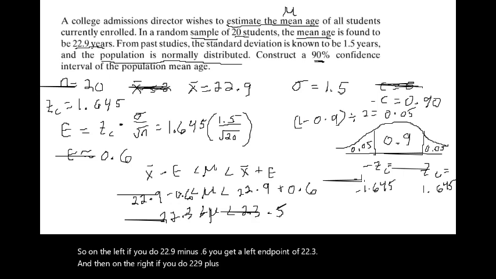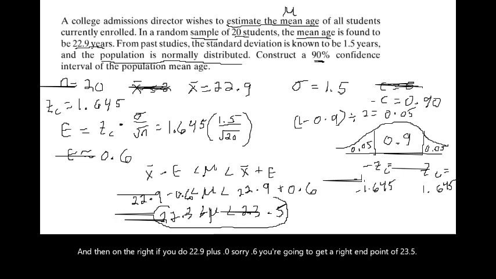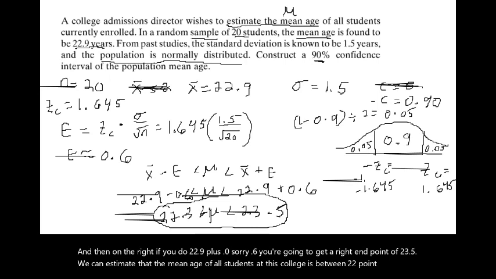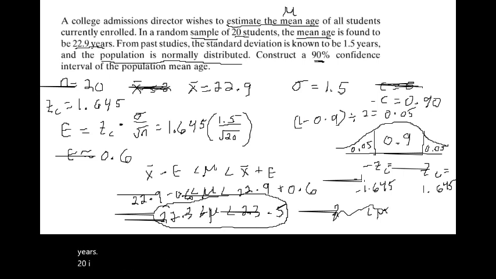So what this means in context is that with 90% confidence, we can estimate that the mean age of all students at this college is between 22.3 years and 23.5 years. So mu is going to be between 22.3 and 23.5 years.